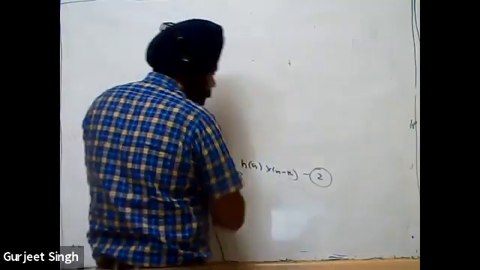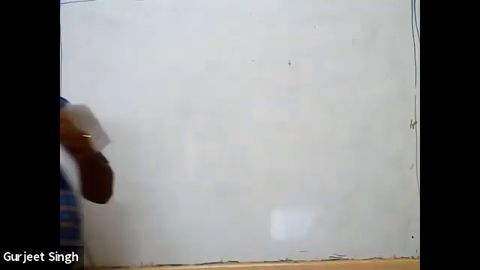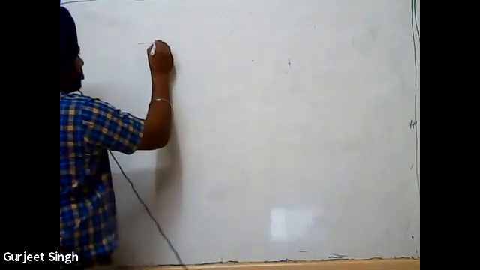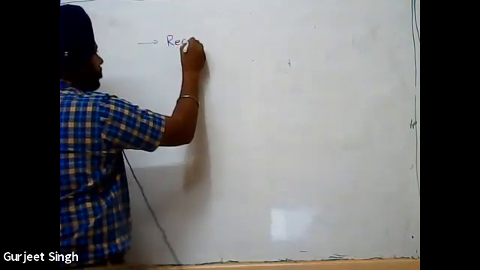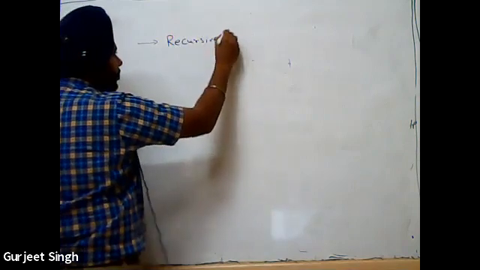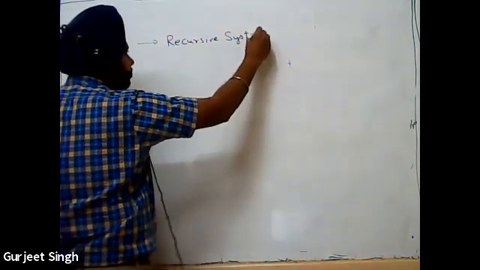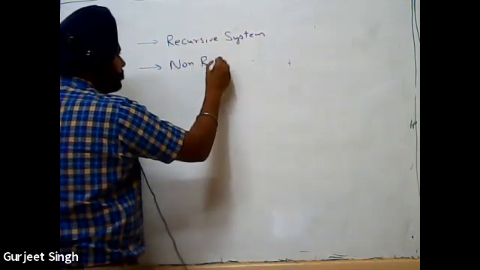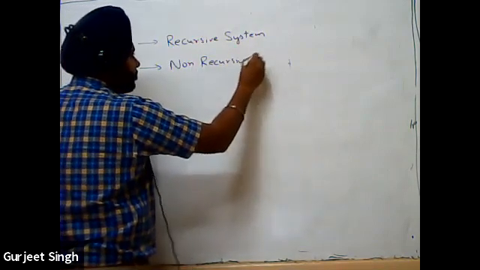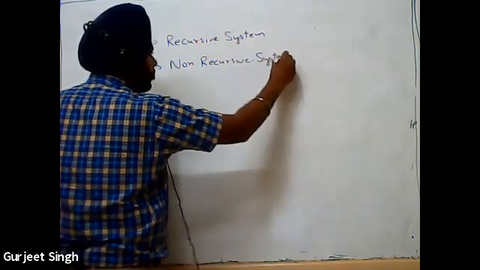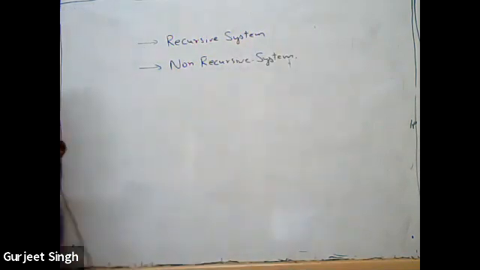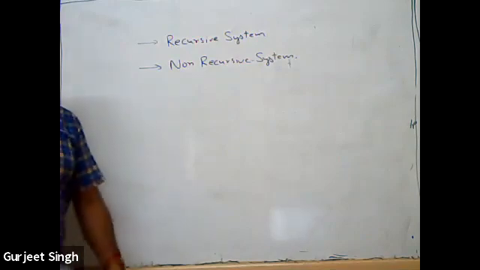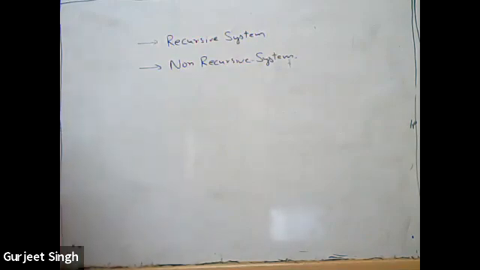Instead of the finite impulse response system or the infinite impulse response system, we are having another kind of system, called the recursive system and the non-recursive system. We are having two kinds of systems. The first one is the recursive system, and the second one is the non-recursive system. First of all we will talk about the non-recursive system.